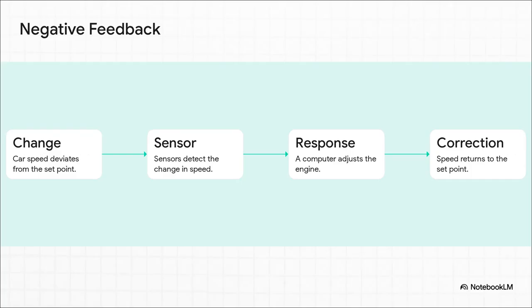So how does your body know when to shiver or sweat? It uses something called a negative feedback loop. And honestly, the best way to think about it is like cruise control in your car. You set it to 65 miles per hour. If you start going up a hill and slow down, a sensor detects that change, and the car gives the engine more gas to get back to 65. Your body does the exact same thing for temperature, for blood sugar, for all sorts of things. It's a constant, automatic, self-correcting system.